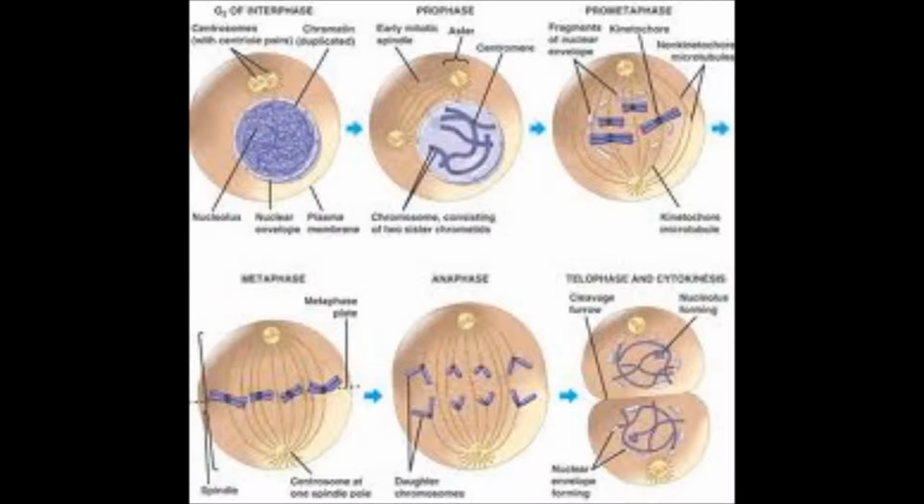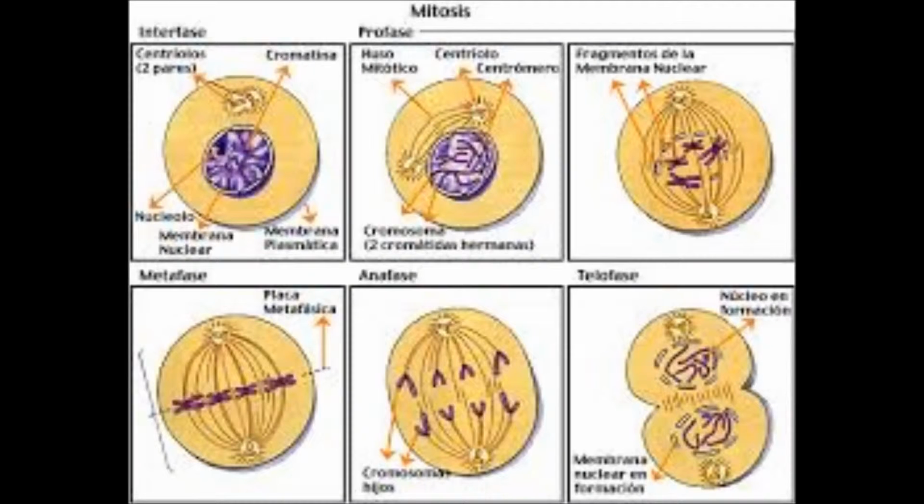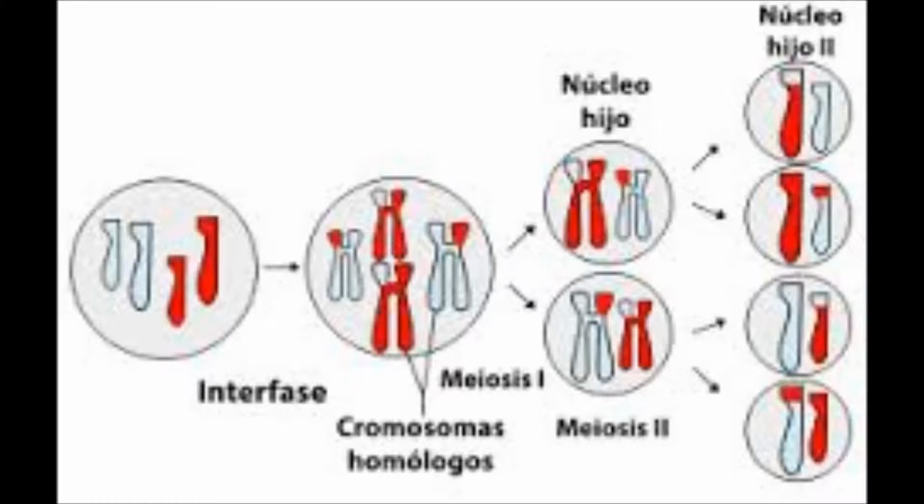Mitosis is a type of cell division in which a cell is split into two cells that are genetically identical. This type of division is used in all the body: hair, nails, skin. Meanwhile, meiosis is a little bit different because it only occurs in sexual cells.